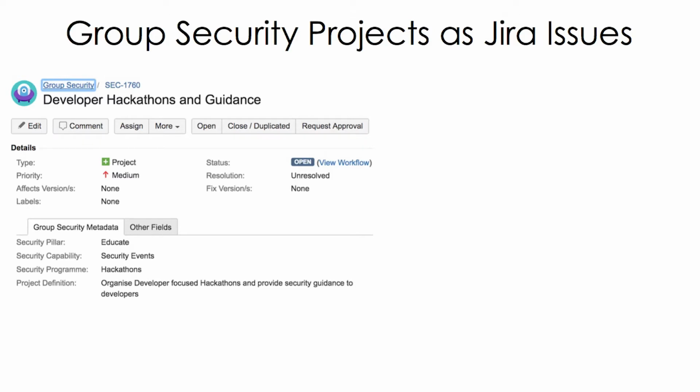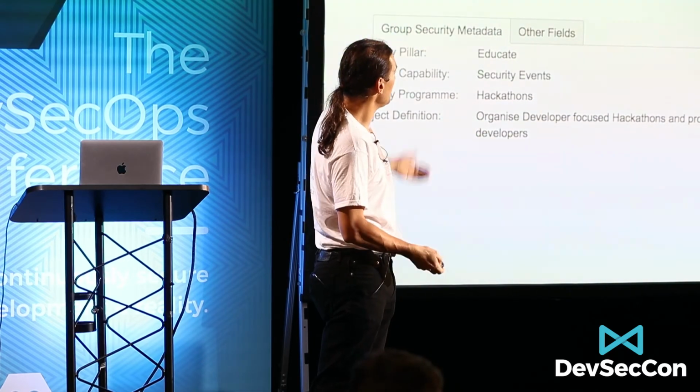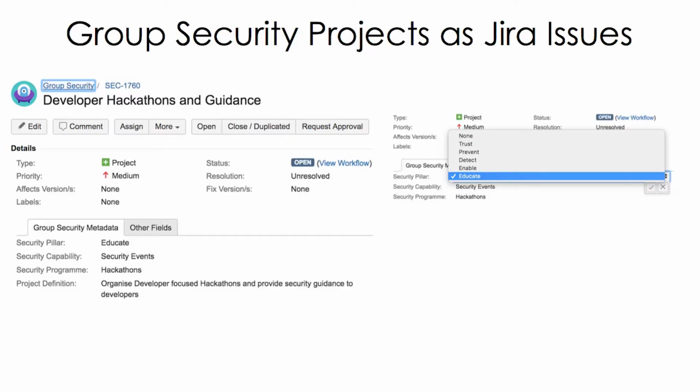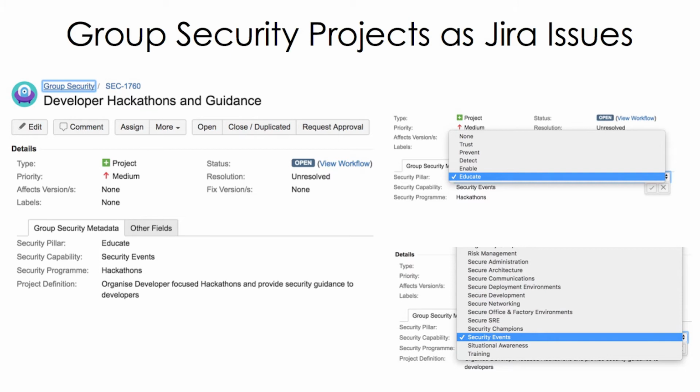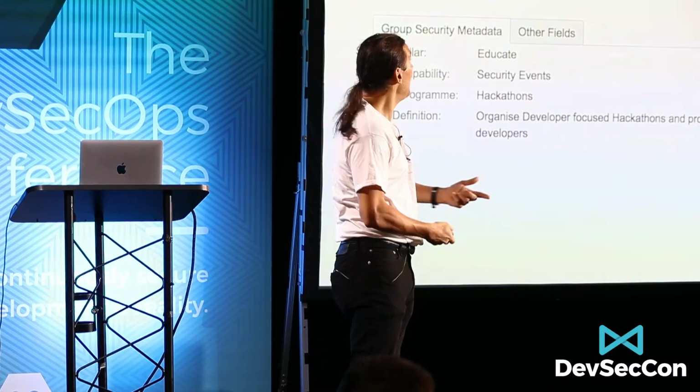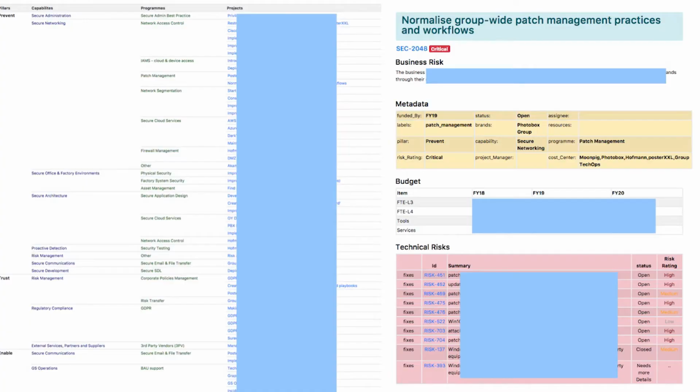So for example, something we do with the Hackathon guys, which I think are here, right? We want to do some developer hackathons and guidance, right? You can select from the drop-down box which pillar you are, which capability, which program. So you can see that we actually use Jira to manage the projects themselves, right? And then we create something like this, right? Now what's really cool about this is that this all comes from Jira.